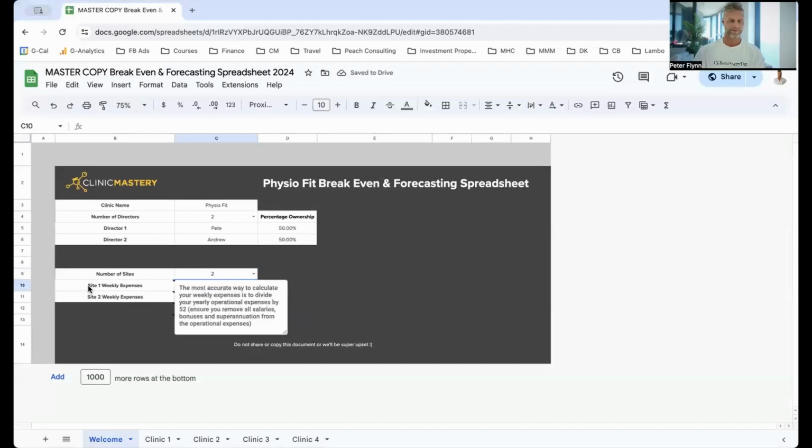So what you put down for your weekly expenses for each site, if you read this one here, wherever there's a little black triangle on the top right, it means there's a note there. So if you scroll over this one, the most accurate way to calculate your weekly expenses is to divide your yearly operational expenses by 52. Please remove all salaries, bonuses, and superannuation because we're going to put those in separately. Okay, so in here, no salaries, no bonuses, and no super. Okay, if you're not from Australia, nothing that's getting paid to an employee, essentially.